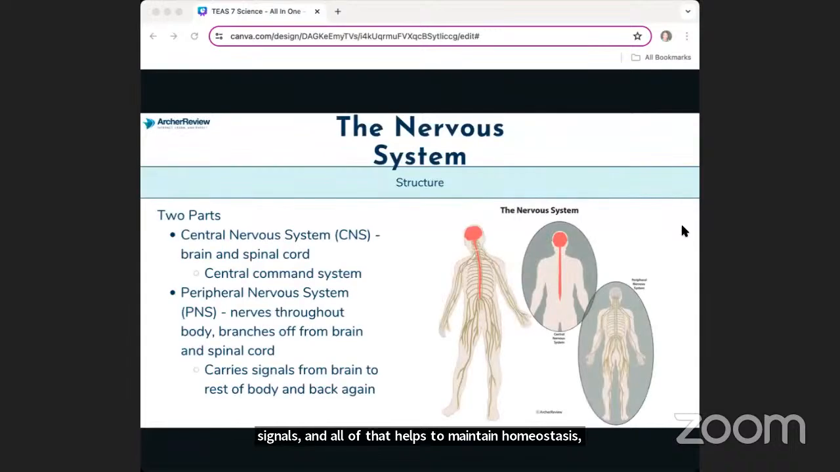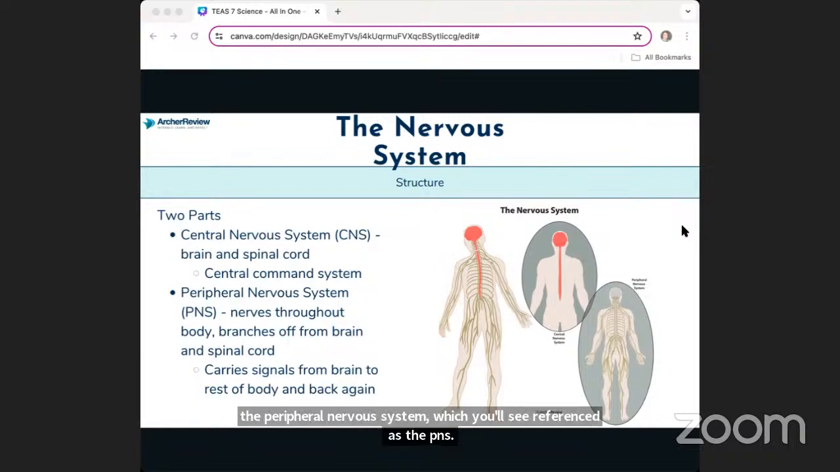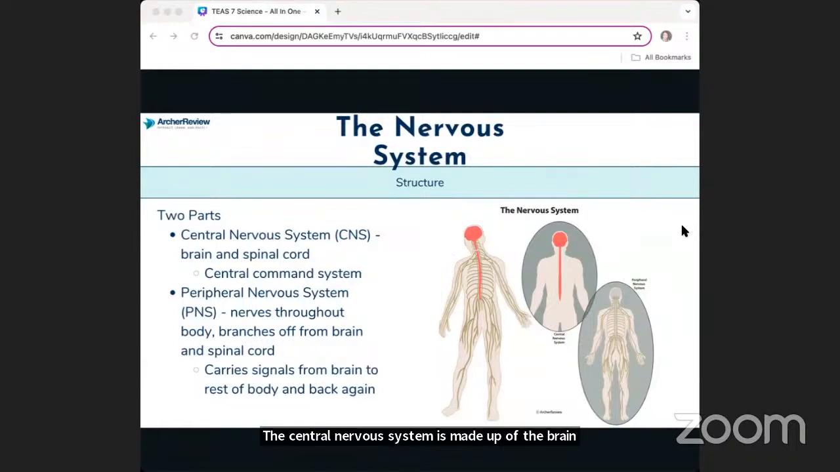The nervous system can be broken down into two major parts. The central nervous system, which you may see referenced as CNS, or the peripheral nervous system, which you'll see referenced as the PNS. The central nervous system is made up of the brain and spinal cord. You see that highlighted in red in our graphic here. The brain and spinal cord. Central. Think medial, midline, central. Brain and spinal cord are found there. And this is the central command system.